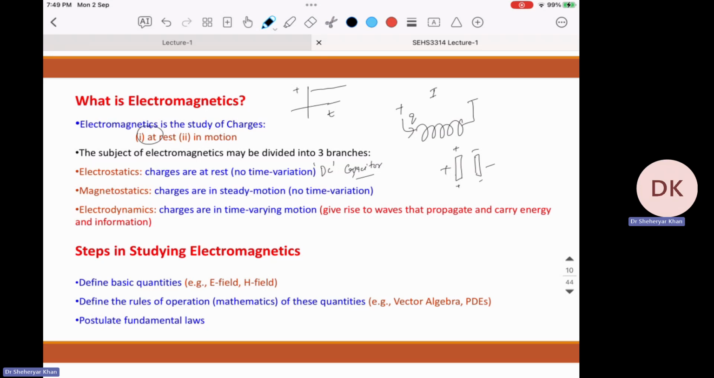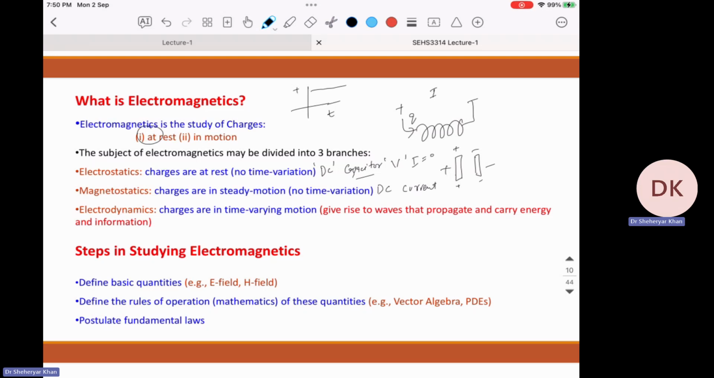Now look at magnetostatics. That means we have charges that are in steady motion, right? Now we have a DC current. Here we have only voltage. Current is zero because the circuit is open, right? Static means charges are not moving. If there's no motion, that means the circuit is open. And then we have charges that are in motion. In this case, an inductor, right? Now that means we have a DC current.